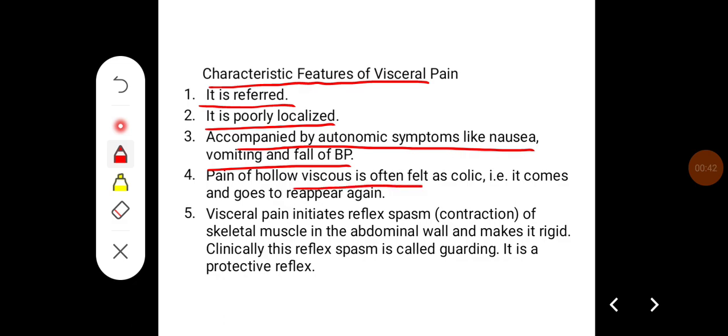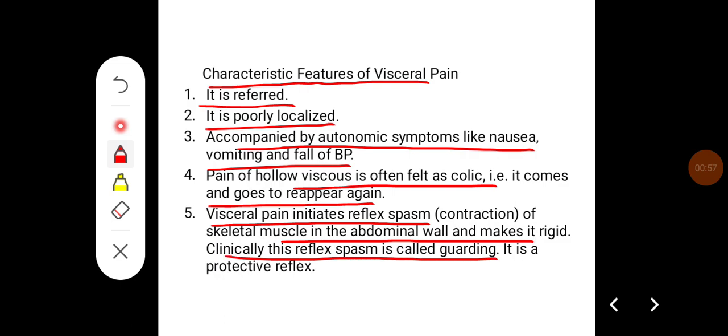Pain of hollow viscera is often felt as a colic, that is, it comes and goes to reappear again. Visceral pain initiates reflex spasm, that is contraction of the skeletal muscle in the abdominal wall, and makes it rigid. Clinically, this reflex spasm is called guarding, and it is a protective reflex.